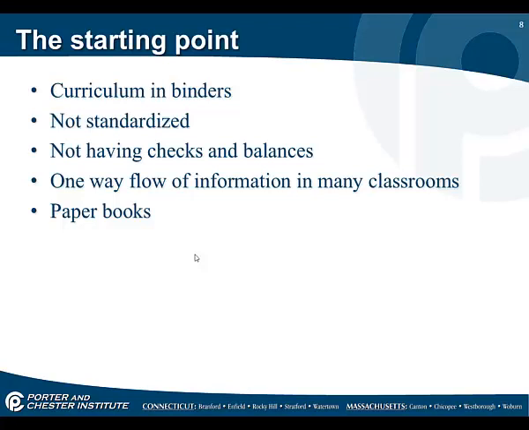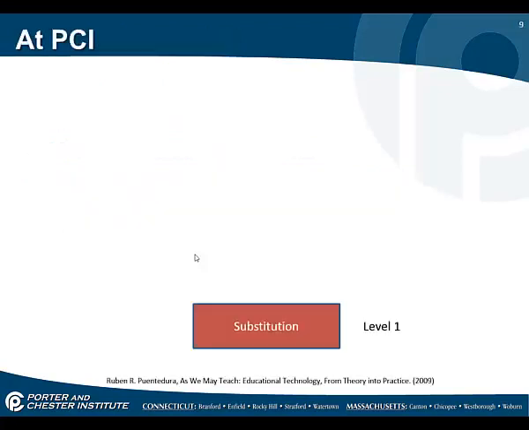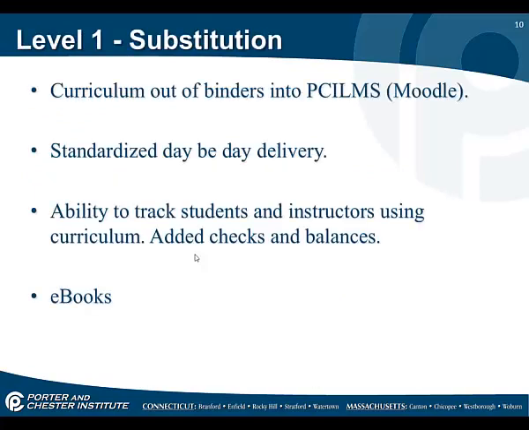So where did we go next? Our first step was level 1, which was the substitution. The curriculum is out of the binders on Moodle. We've standardized the day-to-day delivery. We have the ability to track students and instructors using curriculum. We've added checks and balances. The system logs what we do, what we look at. We can always go back and verify. And we substitute ebooks. So while we made a little bit of a gain here, that's something new.